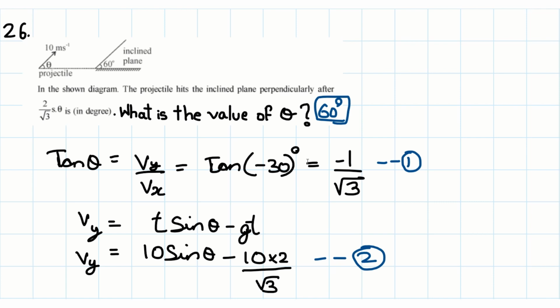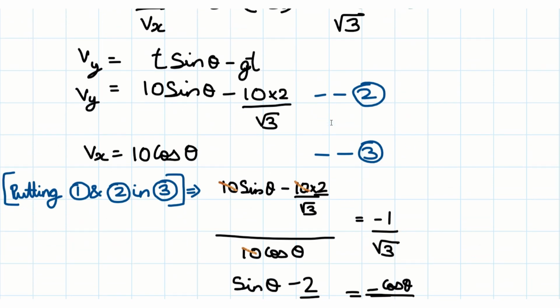Now we can apply the formula tan theta equal to the y component divided by the x component of final velocity. Now theta is minus 30 degrees, so we get Vy by Vx equal to minus 1 by root 3. When we substitute the value of Vy as u sin theta minus gt, we get Vy is 10 sin theta minus 20 by root 3, and Vx equal to 10 cos theta, which is a direct formula.